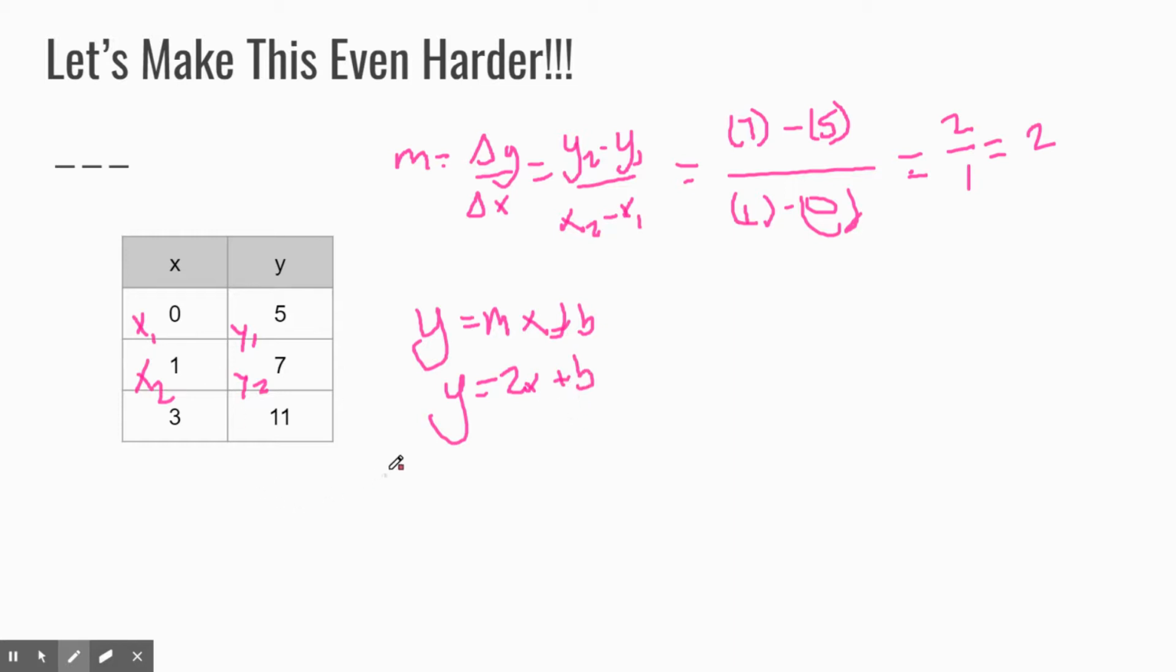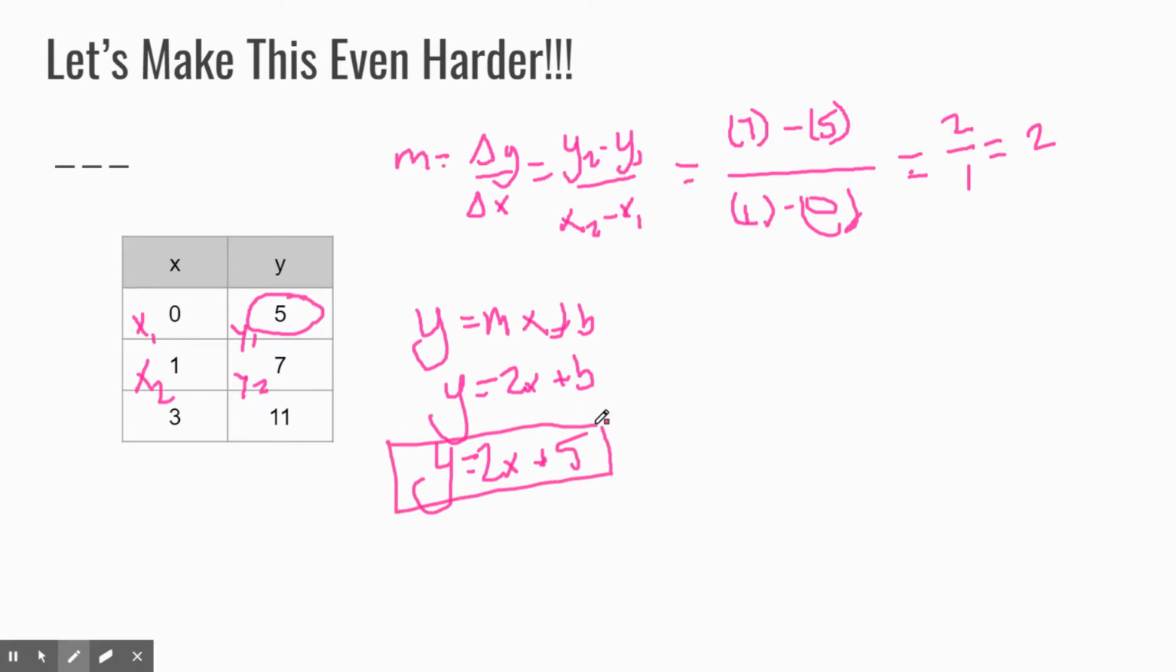Now you'll remember a few minutes ago, I told you if you ever see x equals 0, then whatever your y value is, that's automatically your b. Well, in this case, I have x equals 0. So my b is going to be 5. And I can just plug that in. Okay, so my equation would be y equals 2x plus 5.